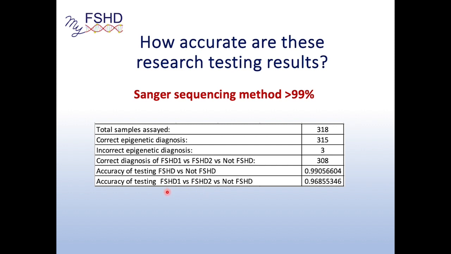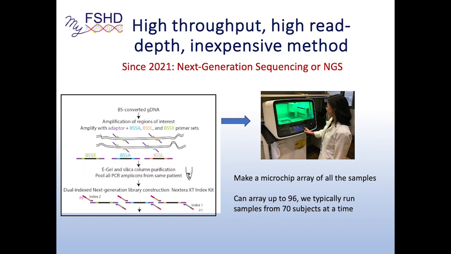We can explain this later in the talk. So what about the next-gen sequencing method? The same idea. We do BSSA, BSSL, and BSSX, but this time we add little special codes to each PCR product that are specific to the individual. There's no cloning involved, no bacteria involved. We just get the PCR products that are labeled specifically.